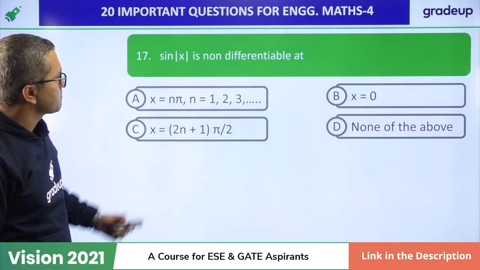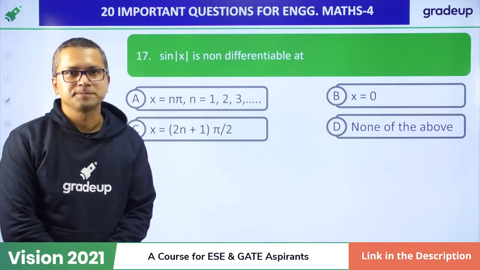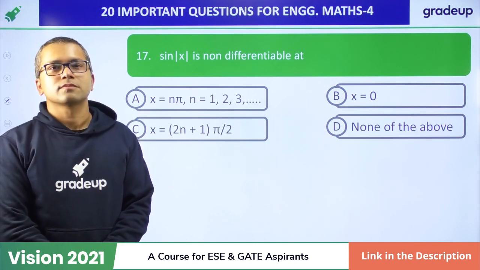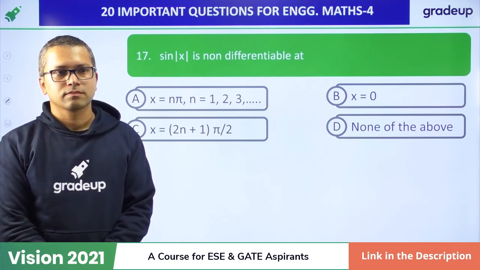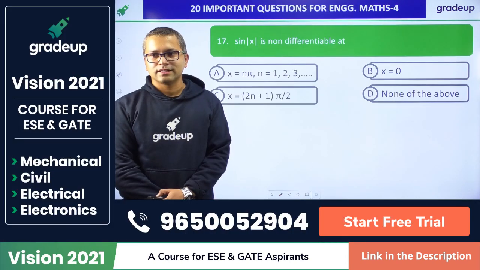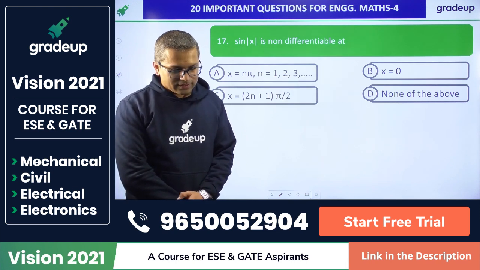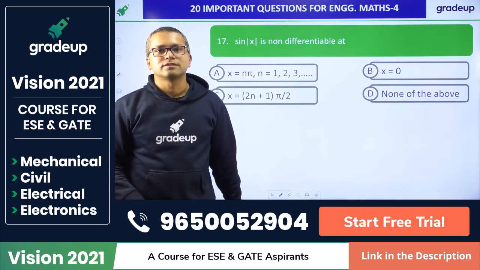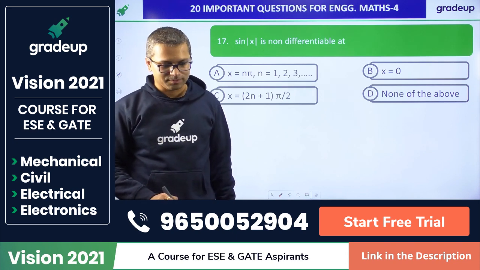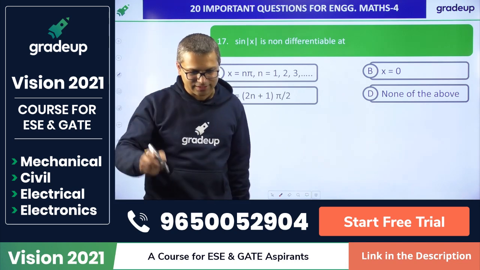So please tell me this thing. Sine mod of x is not differentiable at. So guys, quickly let's do this. All right, and let's say that this is going to be the last question, then we are going to disperse. All right, so please come up with this. Sine mod of x is not differentiable at, what do you think it is?